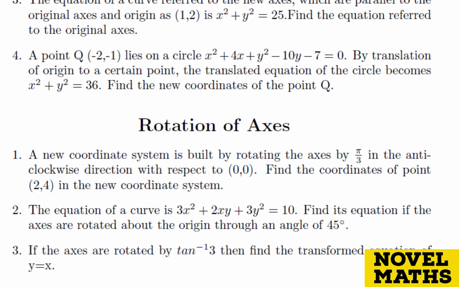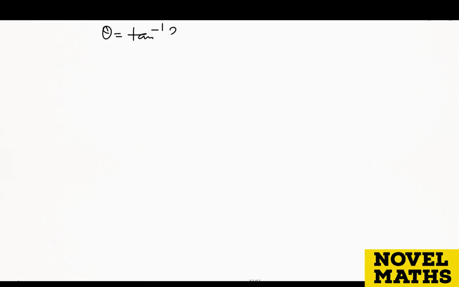Last question of this video. If the axes are rotated by tan inverse 3, then find the transformed equation of y equals x. What is given here? Tan theta is given, and we have to find the transformed equation of y equals x. So theta is tan inverse 3, right? That means tan theta is 3. By this angle we are rotating the axis around the origin.